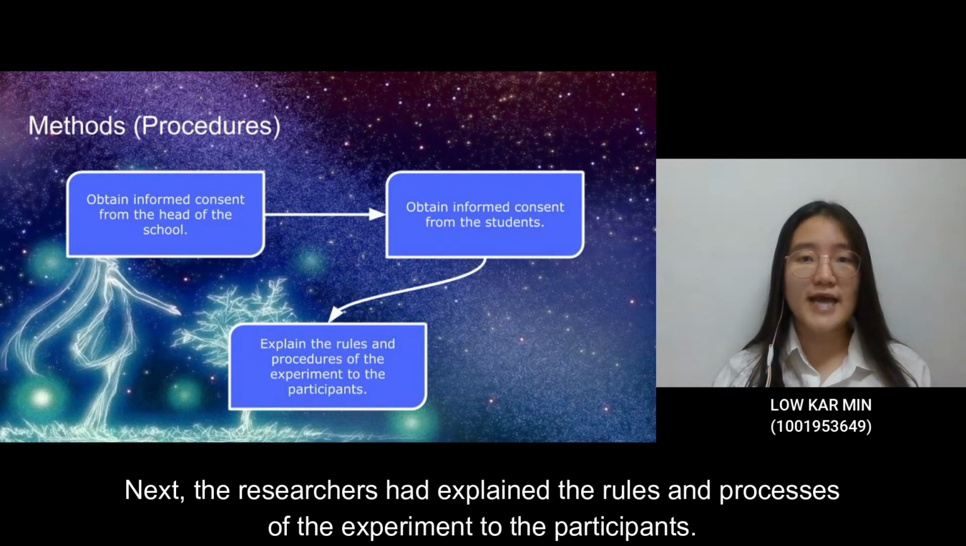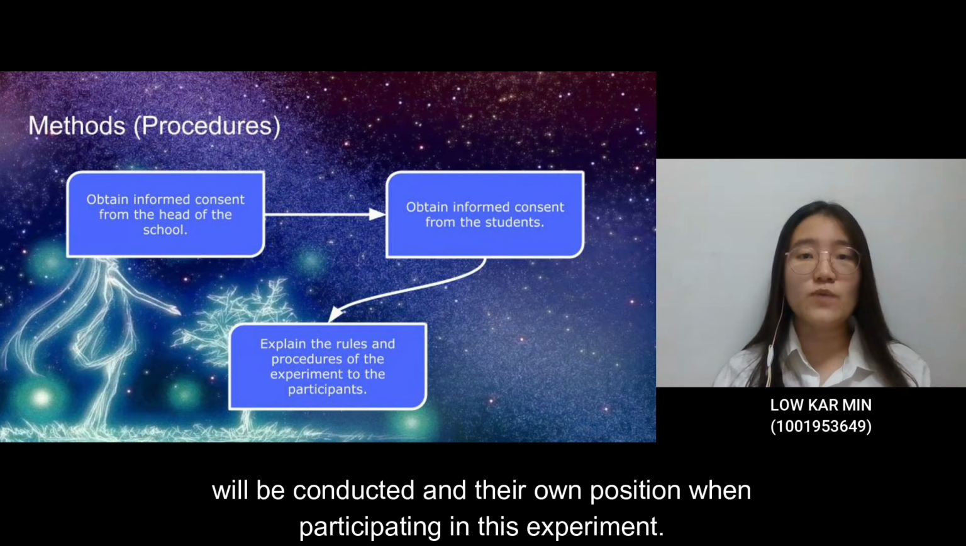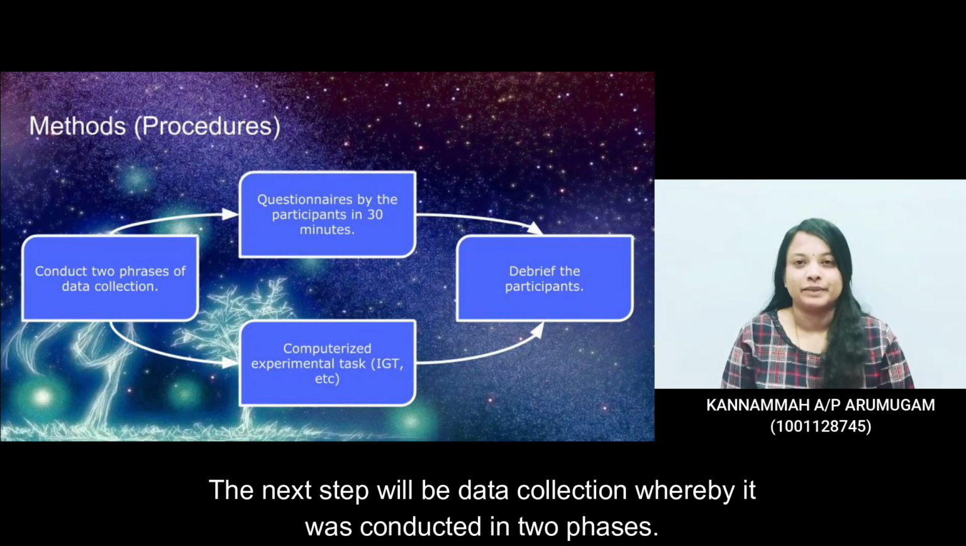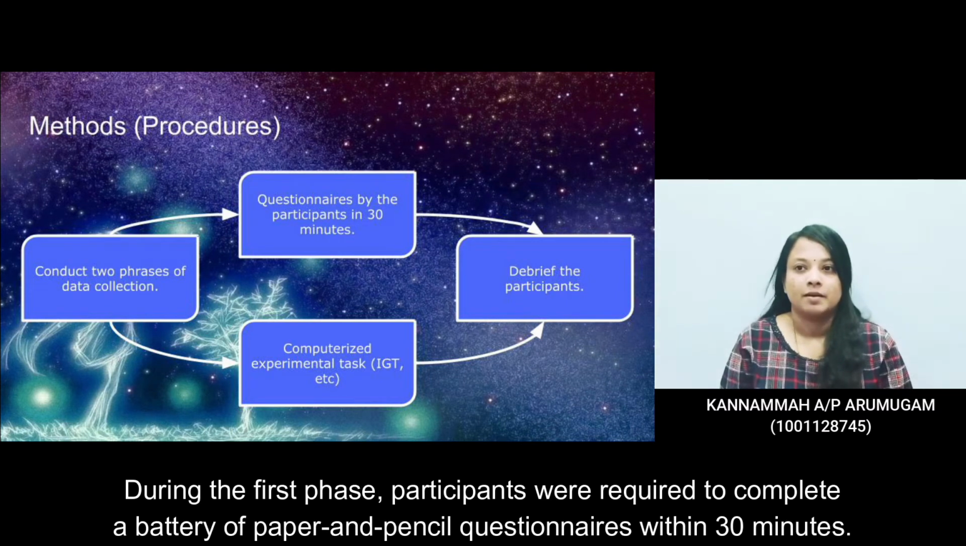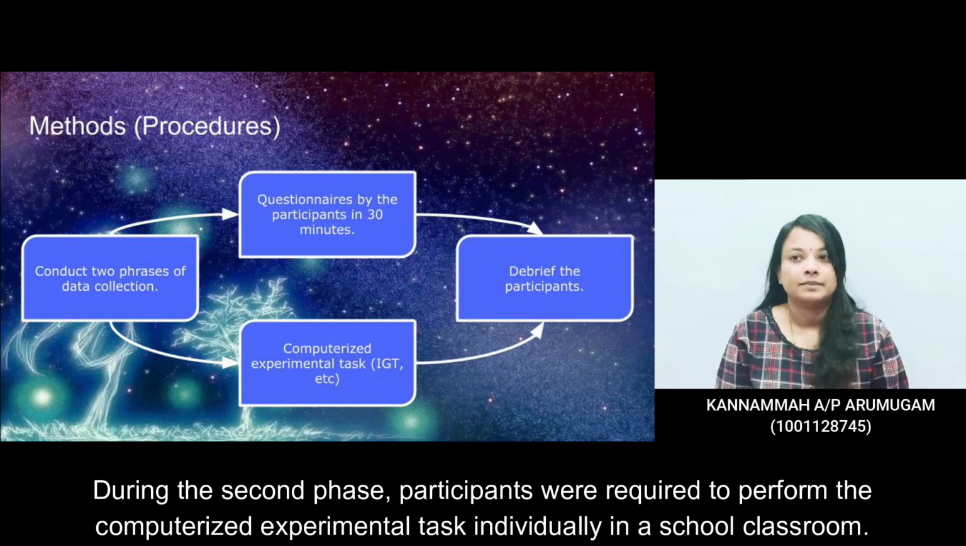Next, the researchers had explained the rules and processes of the experiment to the participants. The researchers explained the details to the participants so that they can understand the way this experiment will be conducted and their own position when participating in this experiment. The next step will be data collection, whereby it was conducted in 2 phases. During the first phase, participants were required to complete a battery of paper and pencil questionnaires within 30 minutes. During the second phase, participants were required to perform the computerized experimental task individually in a school classroom.